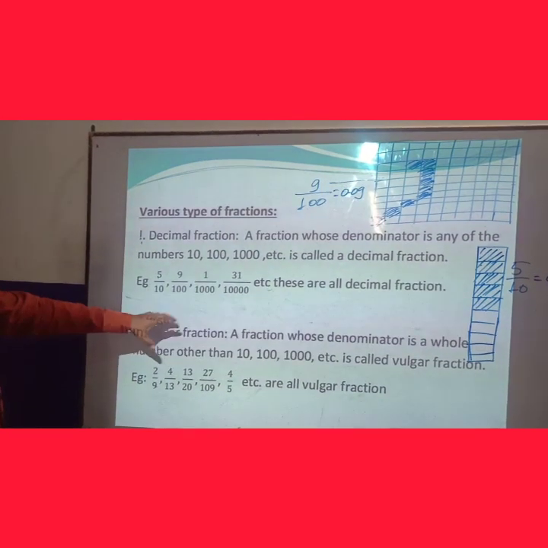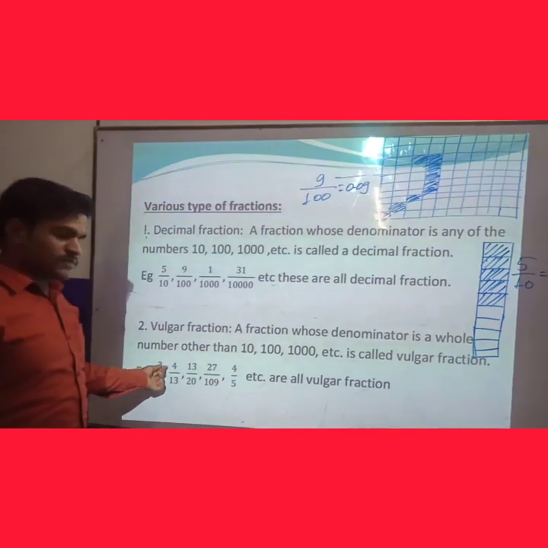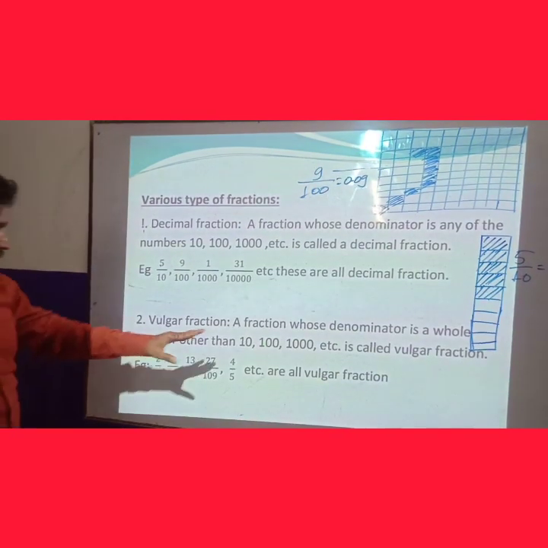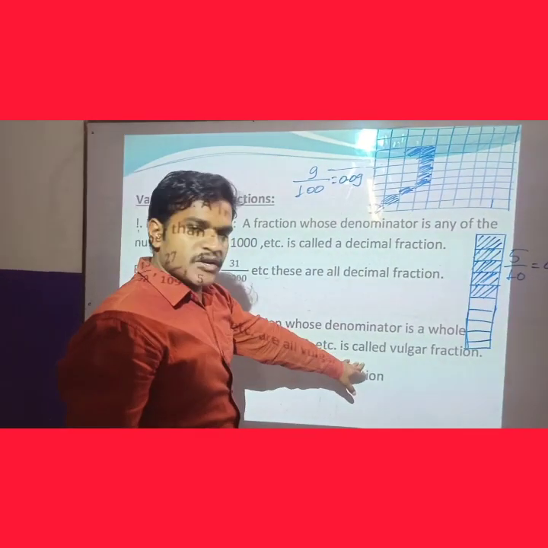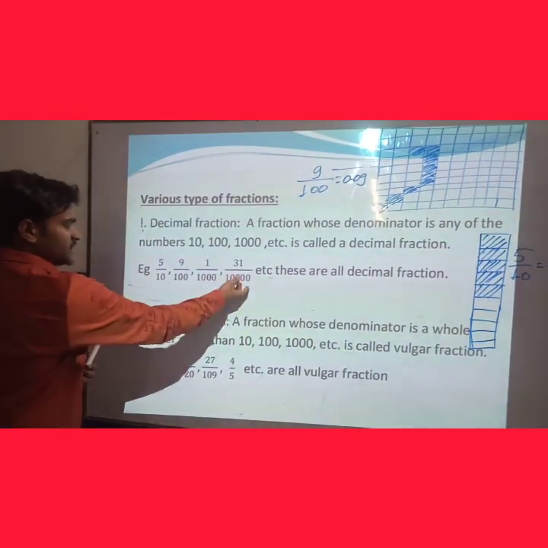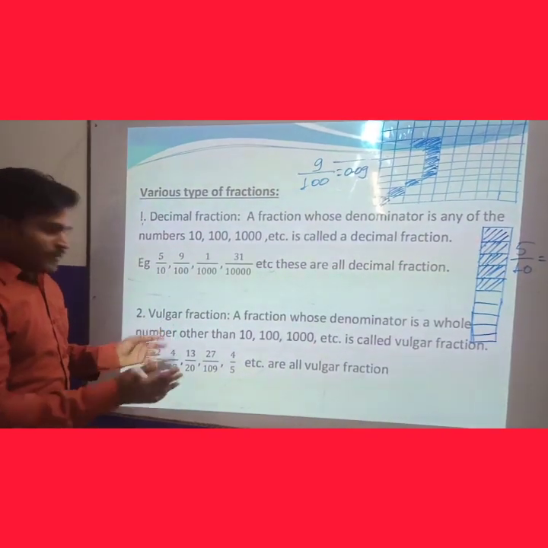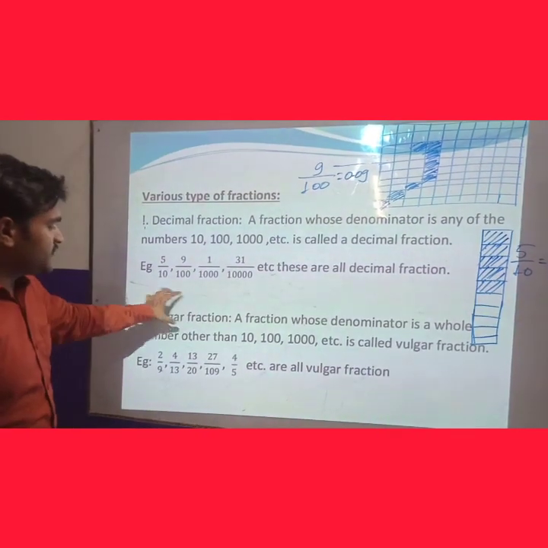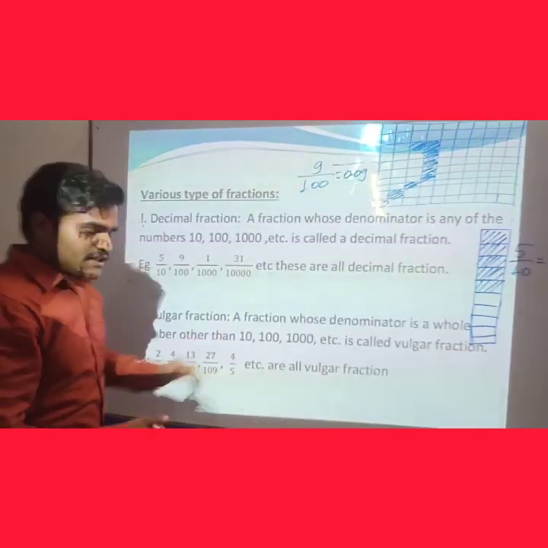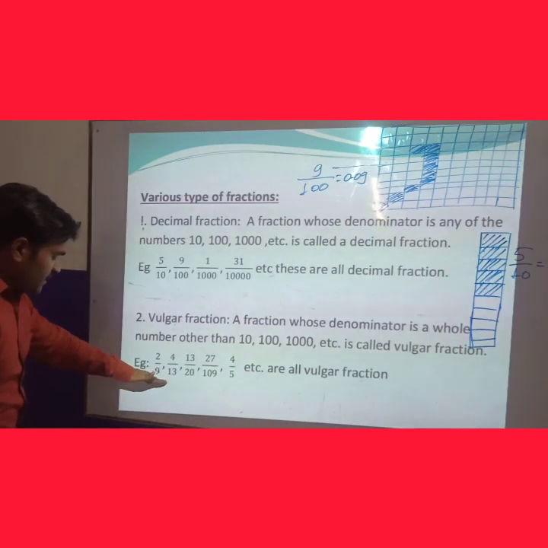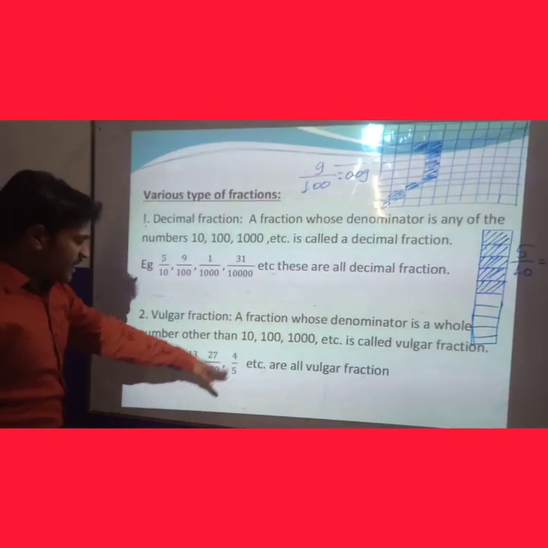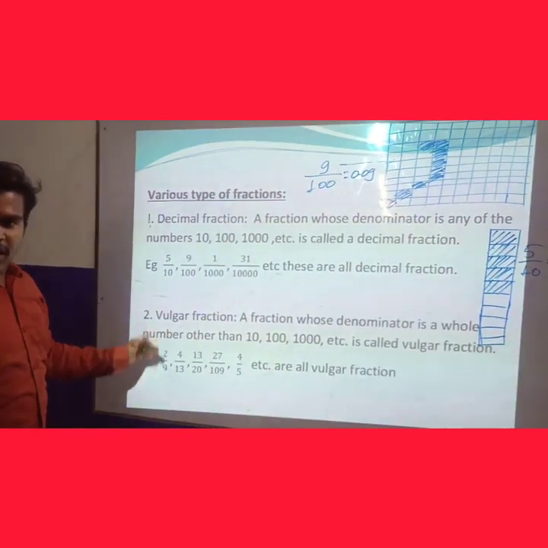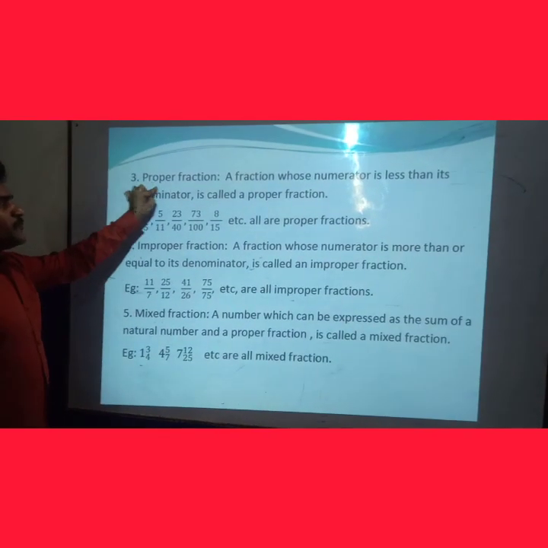Next, vulgar fractions. A fraction whose denominator is a whole number other than 10, 100, 1000, etc. is called a vulgar fraction. Because 10, 100 and 1000 are also whole numbers, but in vulgar fractions the denominator is a whole number other than these. For example, 2/9, 4/13, 13/20, 27/109, 4/5, etc. These are vulgar fractions.